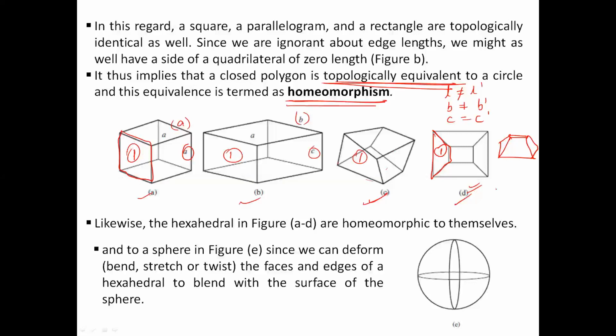So if I start to compare A with D, what would be my conclusion? They both are topologically the same, but geometrically different. In very simple words, we say A and D are homeomorphic. Homeomorphic basically means two objects which have the same topology but different geometries.